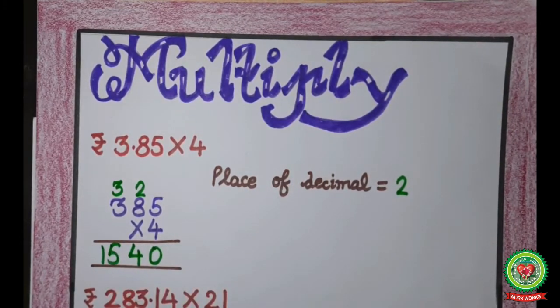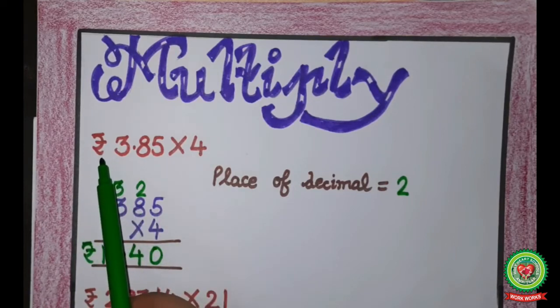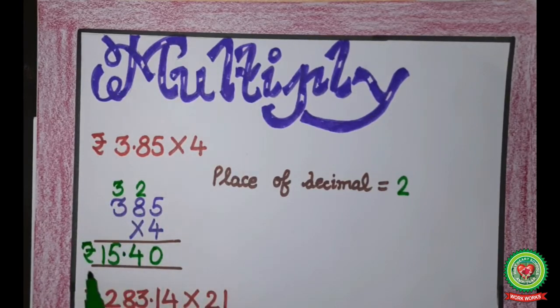Now students, we will put decimal in the answer. What was the place of decimal? 2. Now students, we put a dot after 2 digits from the right of the given number. That means 1 and 2. So we will put dot here, and in the starting we will write down rupees because the statement was given in rupees. So answer should also be given in rupees. Let's take one more example.